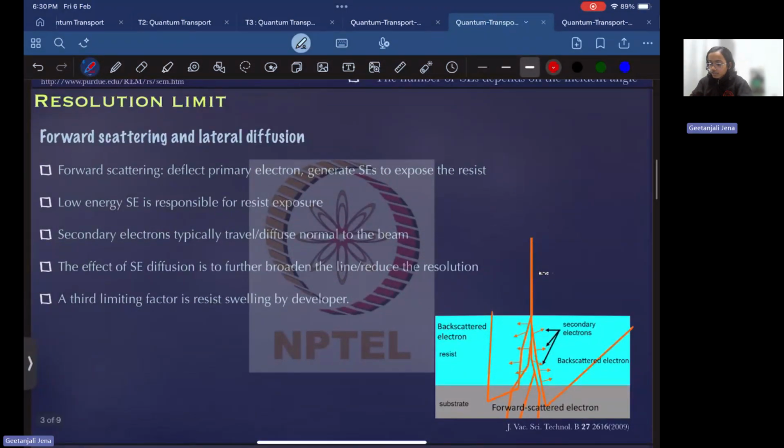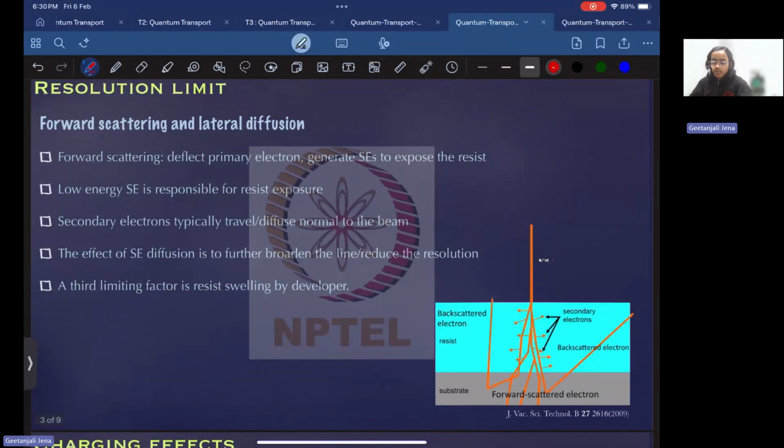So, as I said, the electron beam lithography does not depend on the wavelength of the electron beam that we are incident on the surface. It mostly depends on the lateral diffusion as well as forward scattering.